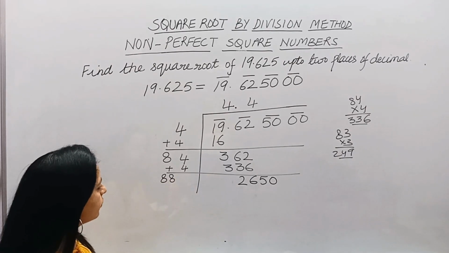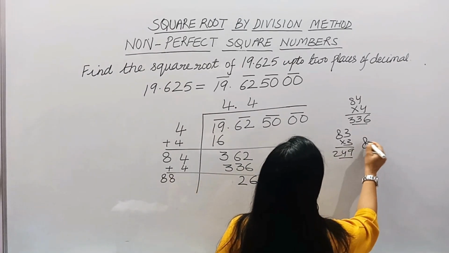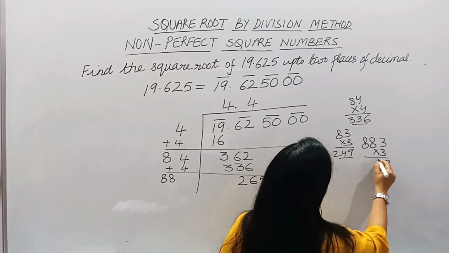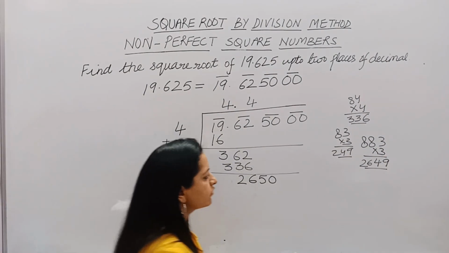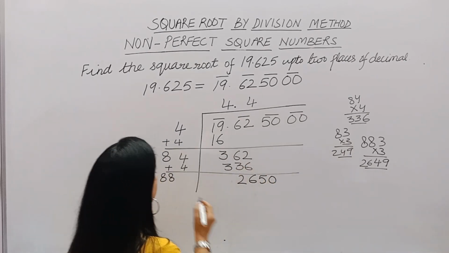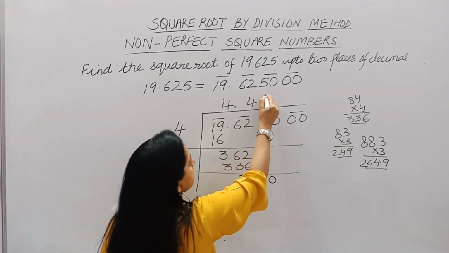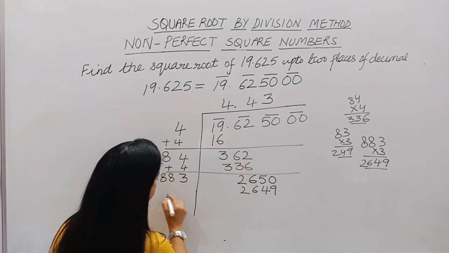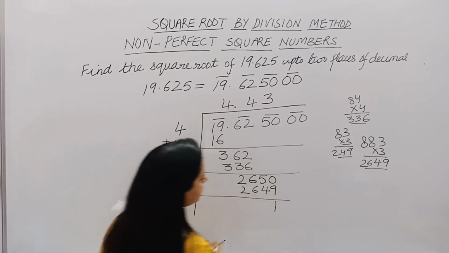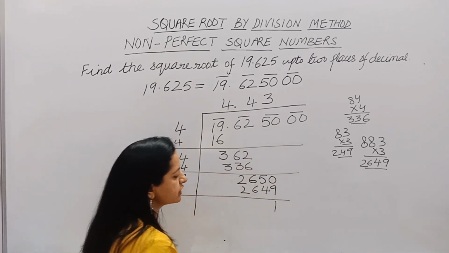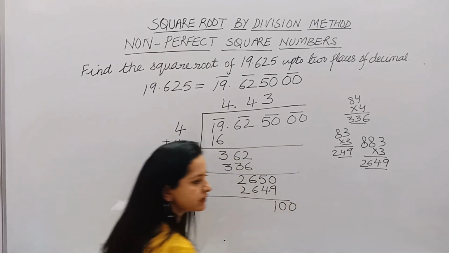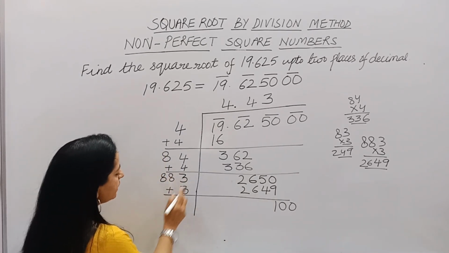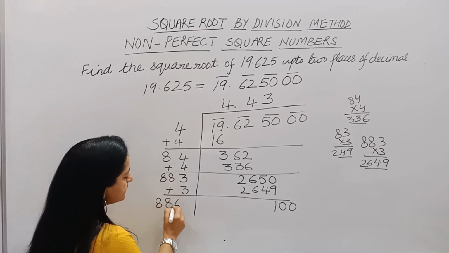So here we can write 3, 3 multiplied by 3. Now we have got here 2649. So we have 3 and I have written 3 here. 2649. Subtracting, we get 1. Now we can copy this pair of digits here. I have copied this pair and this becomes 100. Now here we need to add 3, the last digit we have added, and this becomes 886.